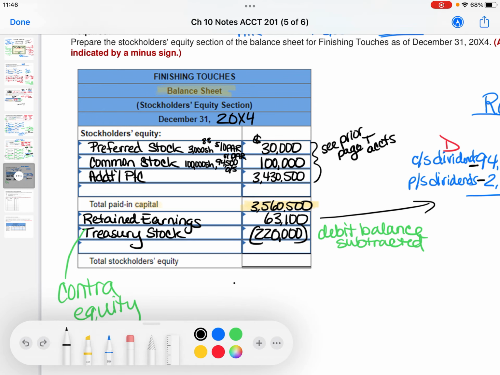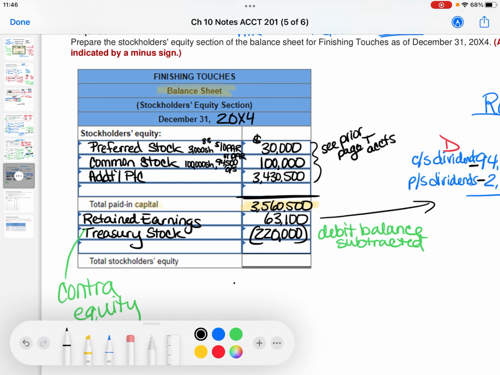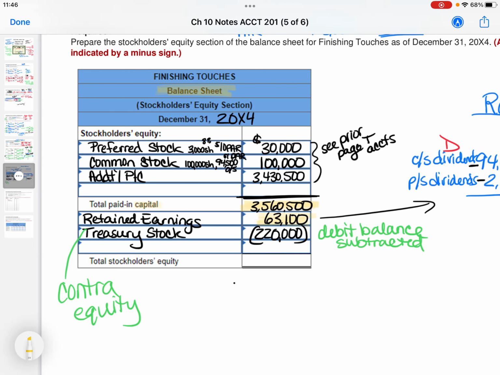$3,560,500. There's a line here. And then add retained earnings. And then subtract treasury stock. That will give us a total of $3,403,600. When I take capital plus retained earnings minus treasury, that is my total stockholders' equity.